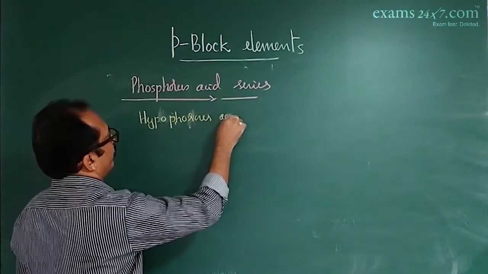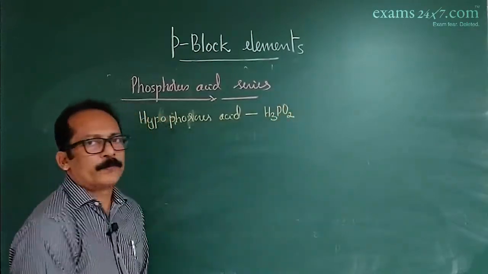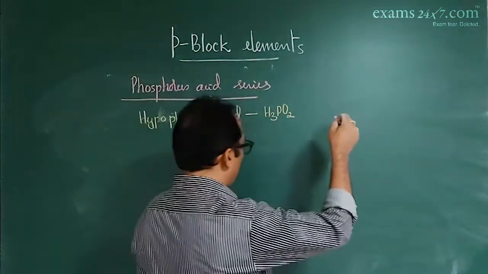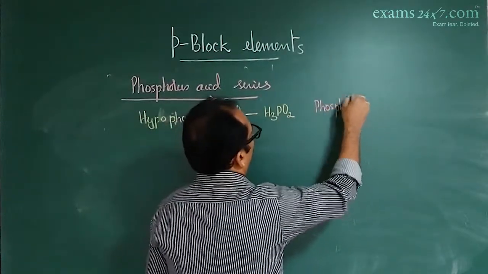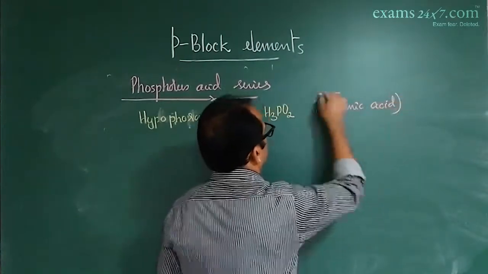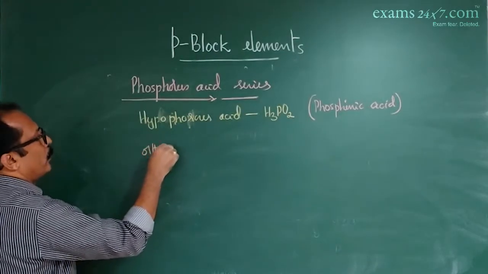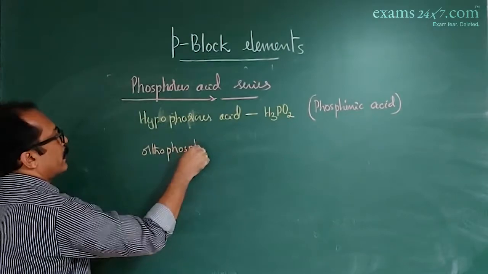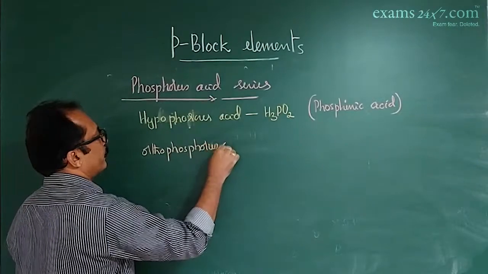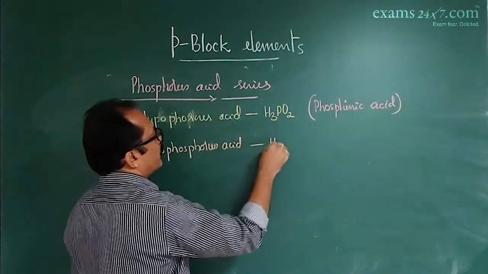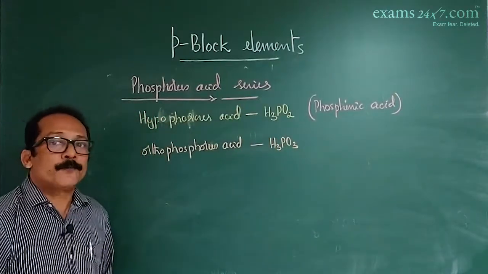The formula of hypophosphorus acid is H3PO2. It is also called phosphinic acid. Now, the next one, orthophosphorus acid. The formula of orthophosphorus acid is H3PO3. It is called phosphonic acid.